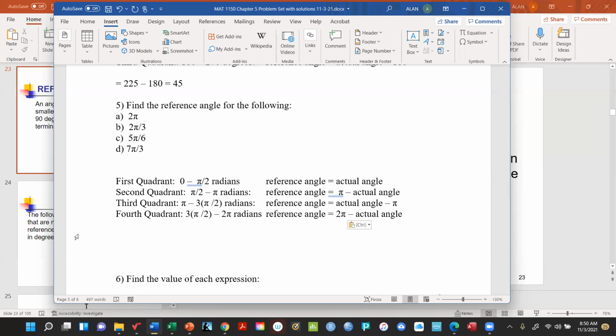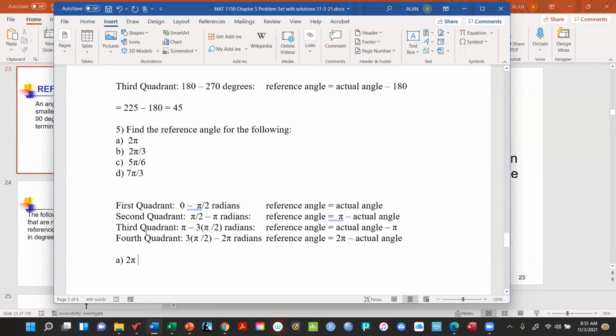All right, so let's do what we can. So part A, we have 2 pi. Now in all of these, really all we have to do is identify which quadrant we're in. There's no negatives here, which is kind of nice. So 2 pi, the reference angle, now 2 pi puts us in the 4th quadrant. So that one's just going to be 0.